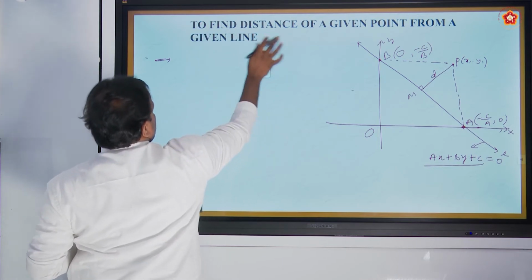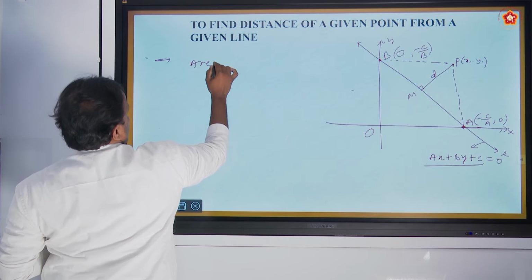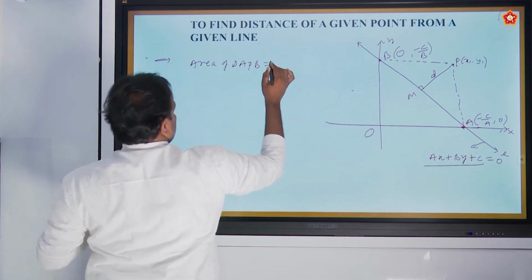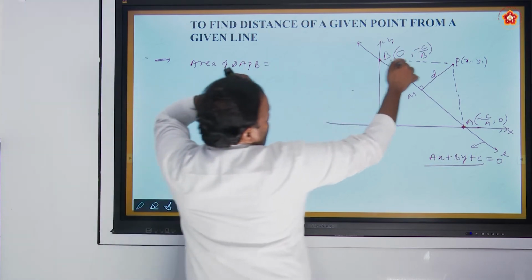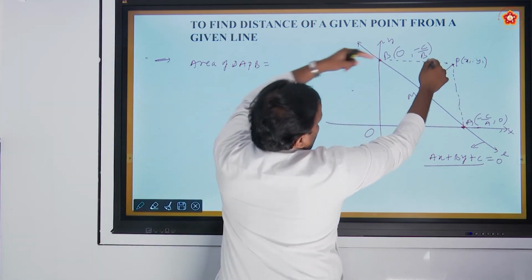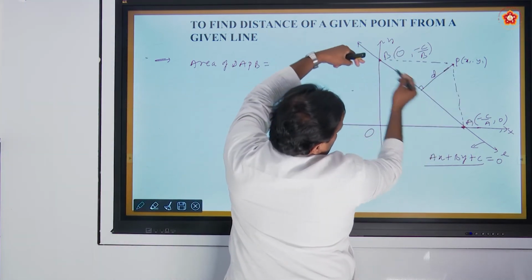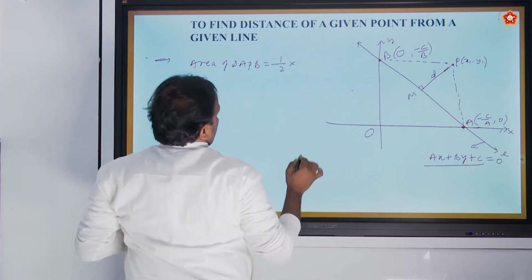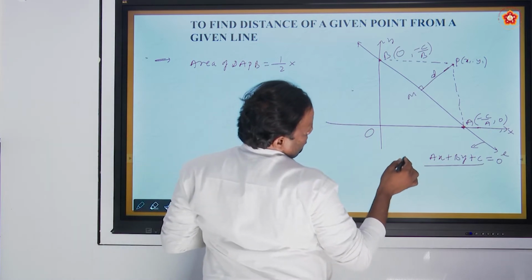Otherwise, what is the area of triangle APB? Area of triangle APB is equal to... APB. This triangle is there, no? You see the triangle. This is height. This is the base. What is the formula? Half into height into base, or base into height.